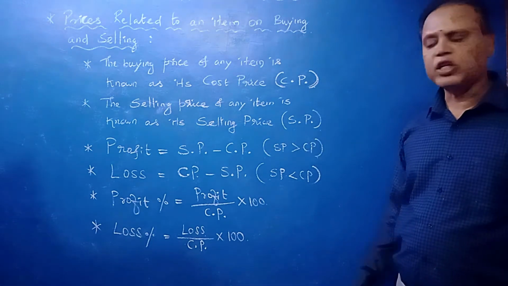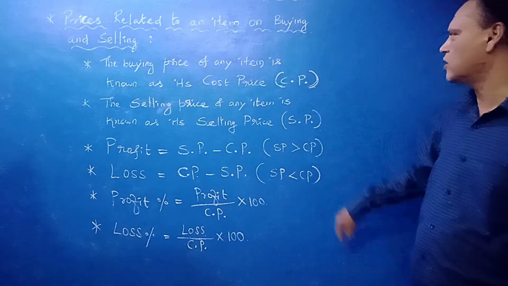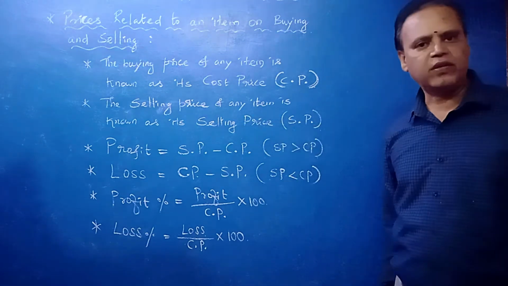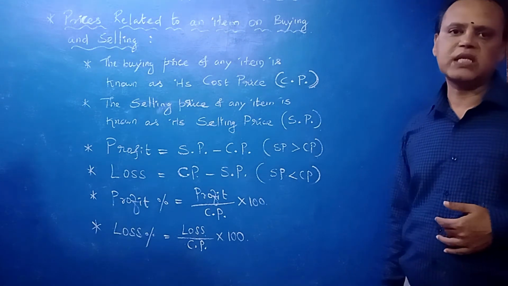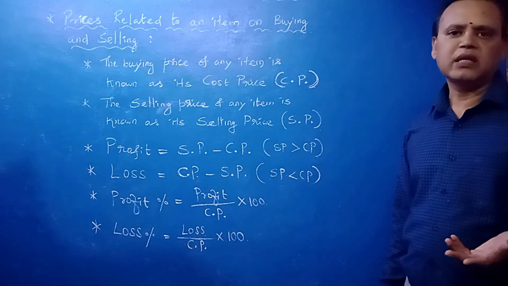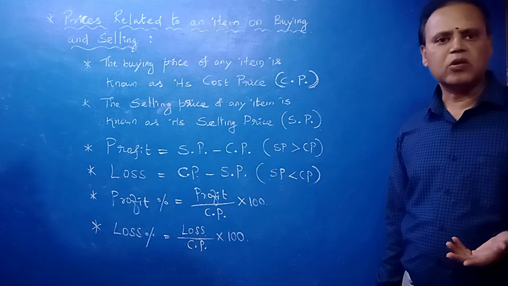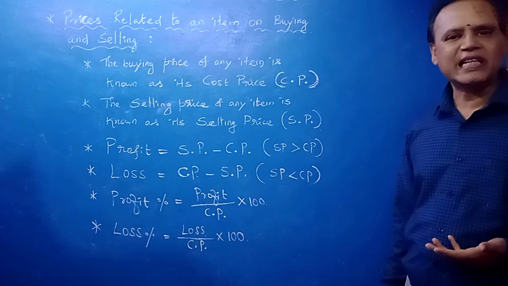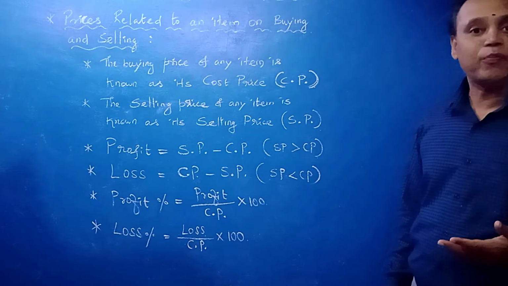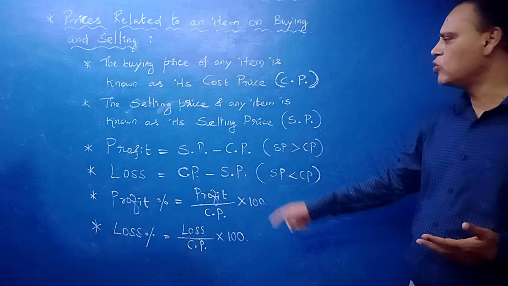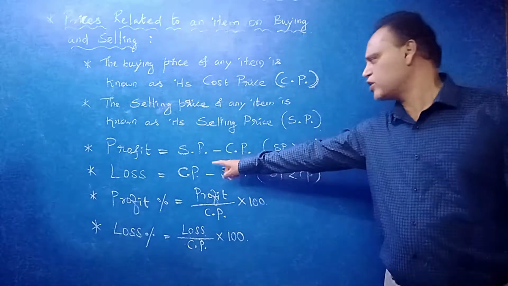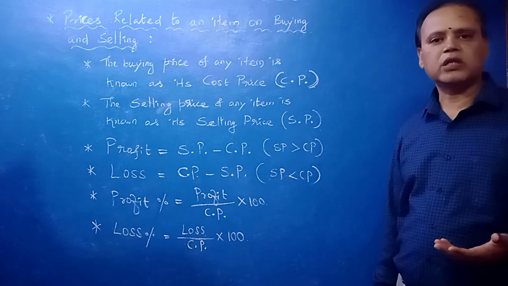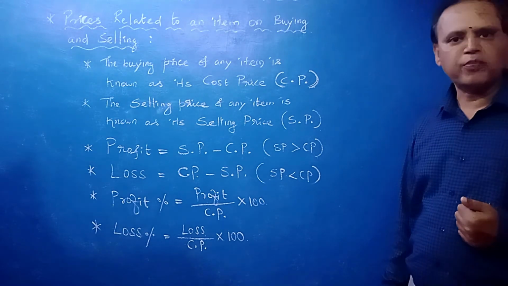So we will get profit using this SP and CP. When the SP is greater than CP, then you will get profit. Okay, cost price is lesser than the selling price. That means selling price is more. Selling price is more than the cost price means then there will be a profit. Okay, so profit equal to SP minus CP.